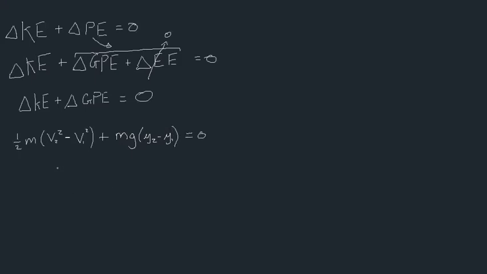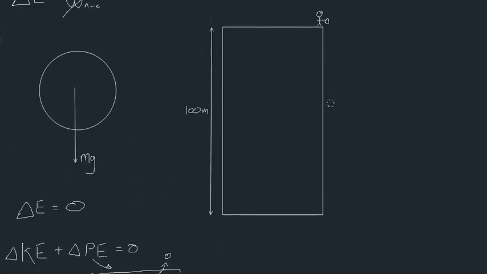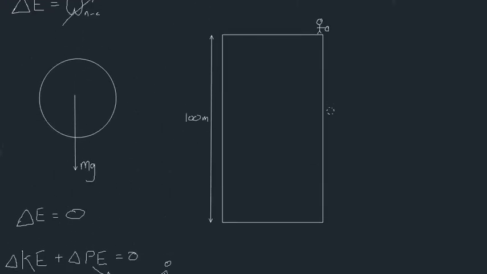Alright, well in order to solve this problem now, we need to figure out what these terms are: v2, v1, y2, and y1. And the trick to doing this is to choose where we place our axis. So let's go up to our problem. We can choose to place our axis wherever we want.